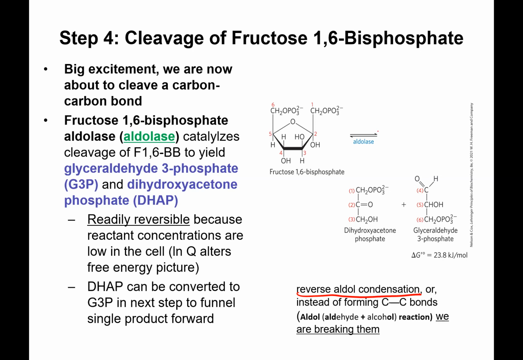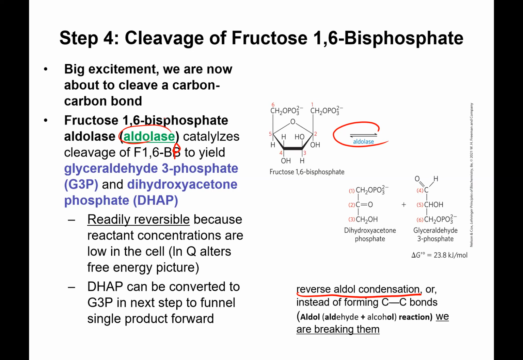Now, this is reversible, so it could be the formation, but as I say, right now, we're going to be looking at it in terms of breakage. So this should say bisphosphate, by the way. This is catalyzed by an enzyme called aldolase. How do we remember that? Well, aldol condensation forms carbon-carbon bonds, and in this case, reverse aldol breaks a carbon-carbon bond.